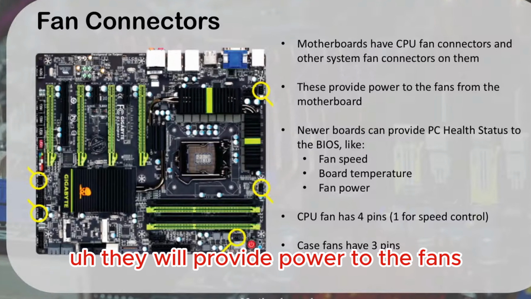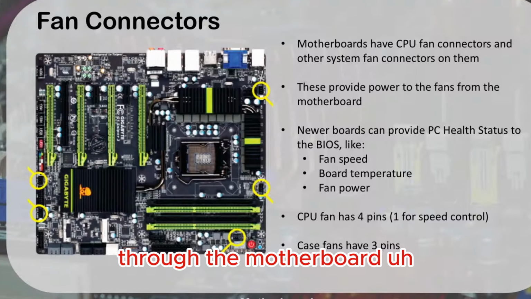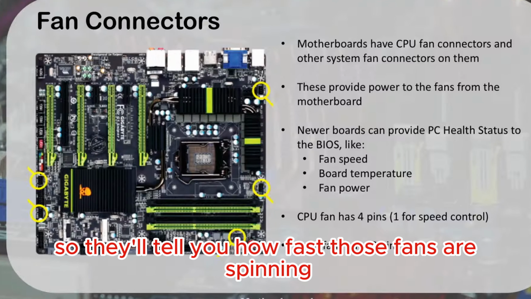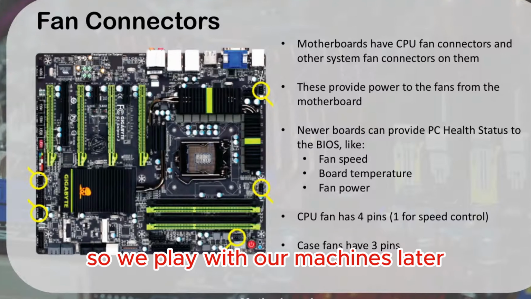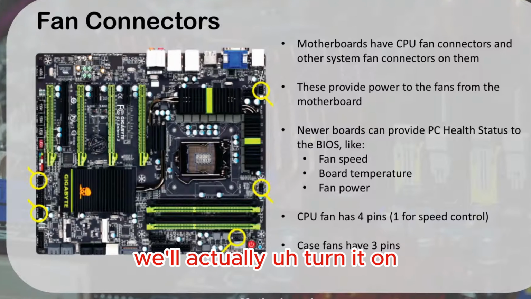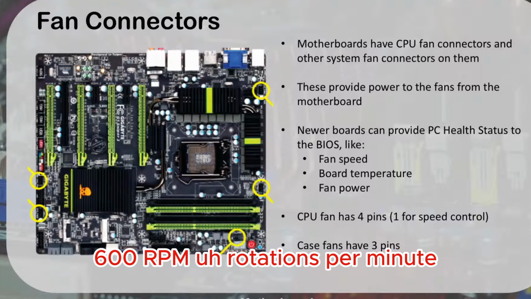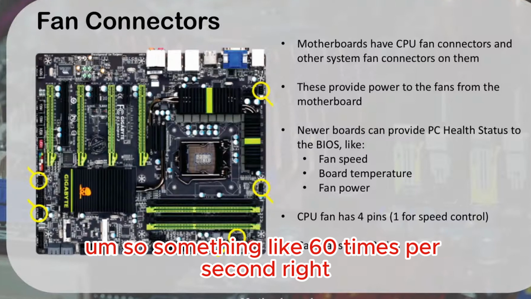They will provide power to the fans through the motherboard. Newer boards can also give you health and status of them through your BIOS. So they'll tell you how fast those fans are spinning. When we play with our machines later, we'll actually turn it on and you'll see that the fans are spinning at like 3,600 RPM, rotations per minute. So it's like 60 times per second, right?